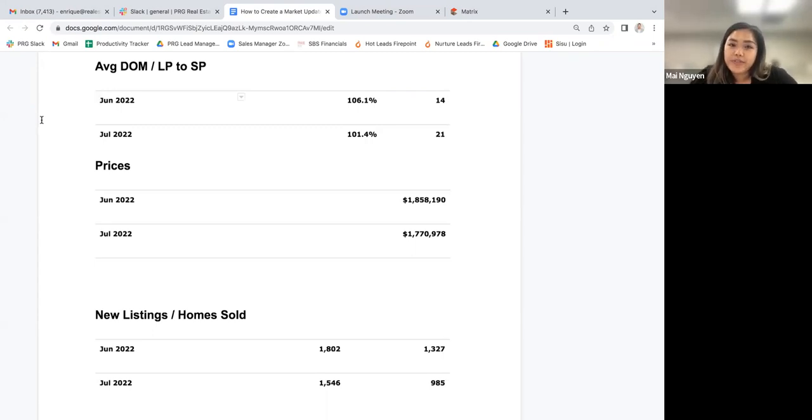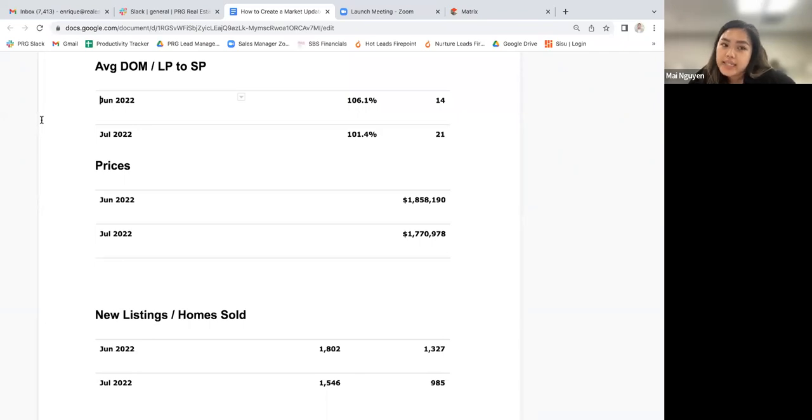In June, we've seen that homes were selling 6.1% over asking price, over list price. It was on the market for 14 days. Last month in July, homes were selling 1.4% over ask price and were sitting on the market for 21 days. So right now we are seeing that homes are sitting on the market for a little bit longer.